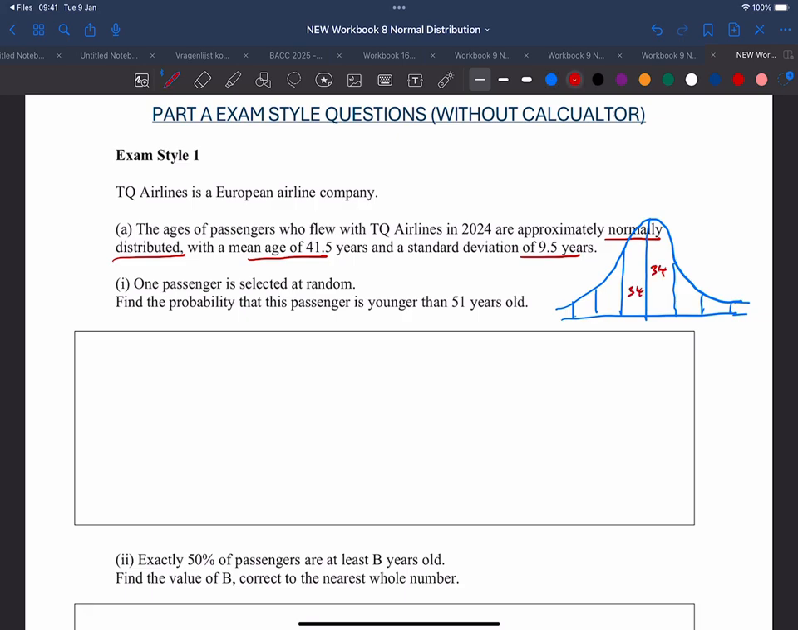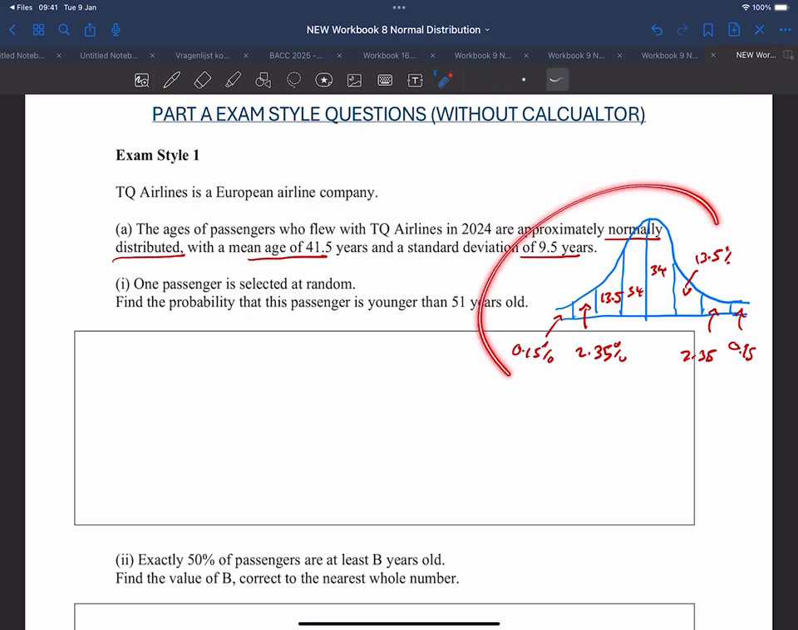34%. These are all percentages. This here is 13.5%. And again, the other side is 13.5%. This here is going to be 2.35%. This here is 2.35. And these tails are 0.15%, 0.15%. We'll use this same graph each time for each of these questions and these numbers. We sadly need to remember them.